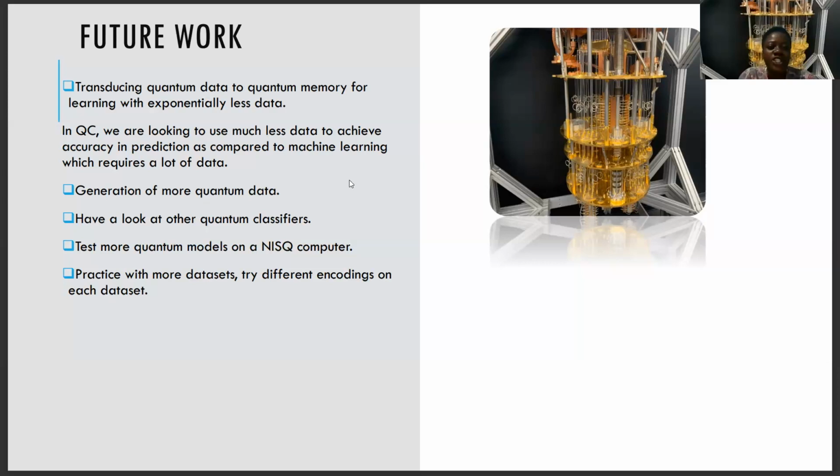So generation of more quantum data, exactly. That's also another challenge because with quantum computing, you definitely need to transform the data, unless you are using a quantum computer. But if you are using a classical computer, you need to transform these data. And also we need to have a look at other quantum classifiers. We need to test more quantum models on the NISQ computer. We also need to practice with more data sets and try different encodings on these different data sets to see how best they work.